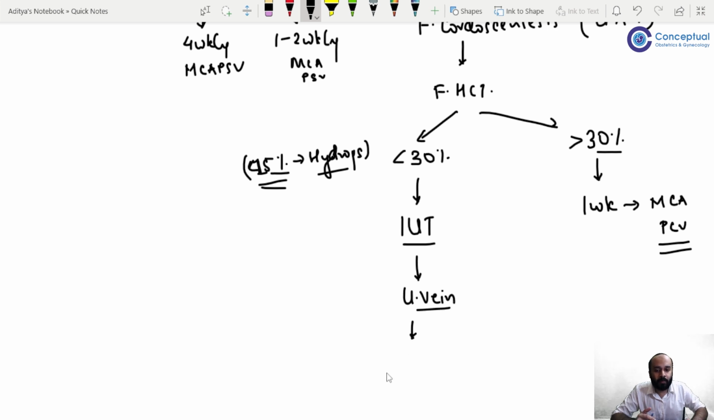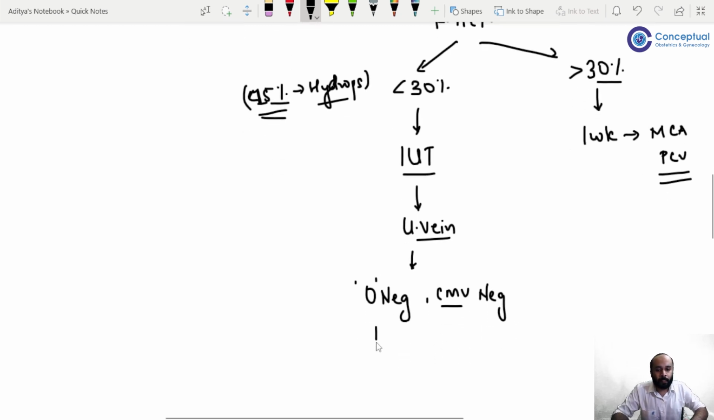Which blood do I give? The blood has to be O negative. So basically O blood group, negative of Rh antigen, CMV negative. There has to be a test done for cytomegalovirus and it has to be negative. Leukocyte depleted. So basically no WBCs.